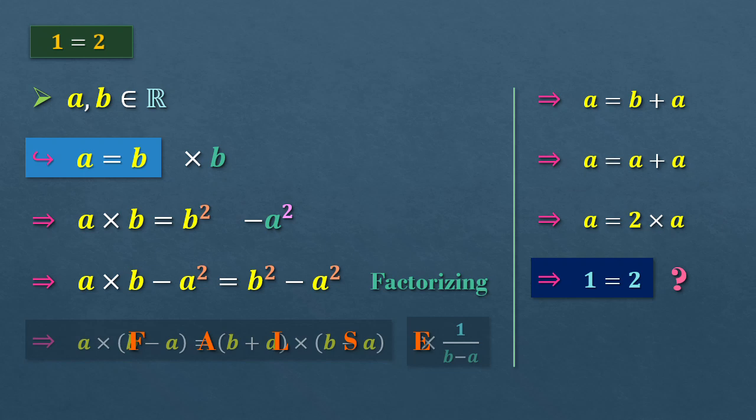Consequently, every step that follows this operation has no mathematical validity. Although each transformation appears legitimate at first glance, the proof collapses due to an illegal division by 0. This single flaw explains why the conclusion that 1 equals 2 is false.